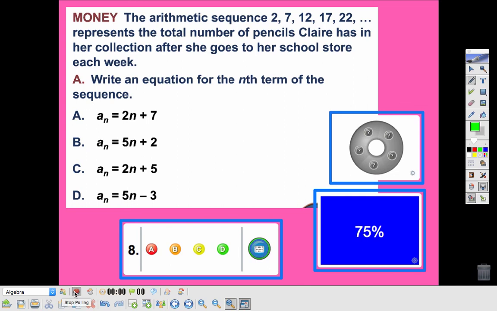Could you do 1 over 9? No, because the common difference wasn't 1, it was 9.